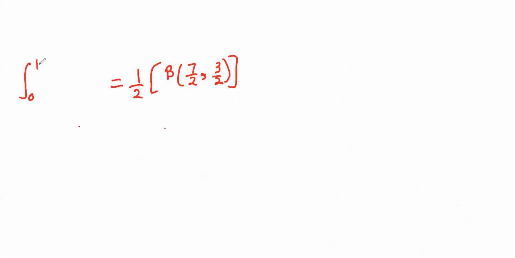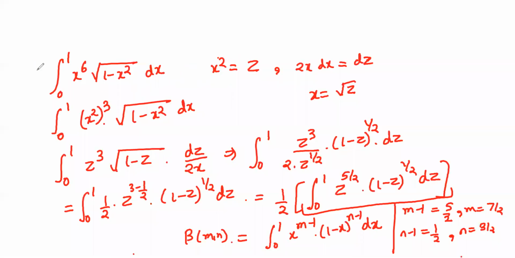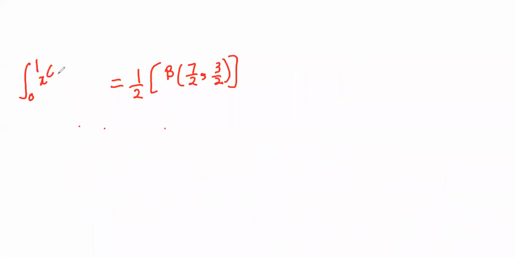0 to 1, it was 0 to 1 x raised to 6 under root 1 minus x square dx. Okay, so this type of question you will see, and if you solve this by any other method, it will be very clumsy. So this is a very easy type, so that we can convert it into beta function.